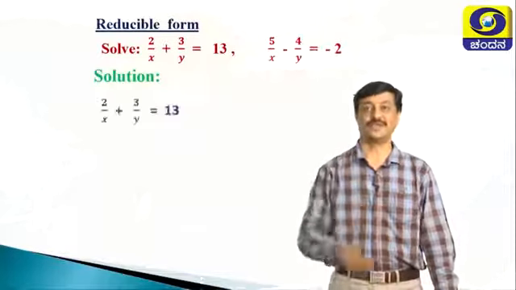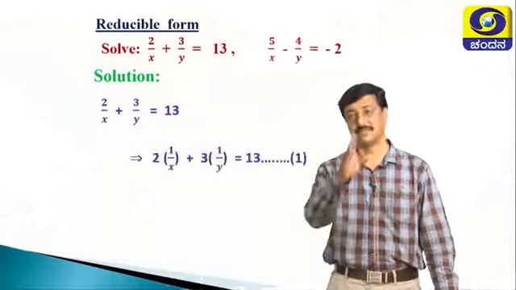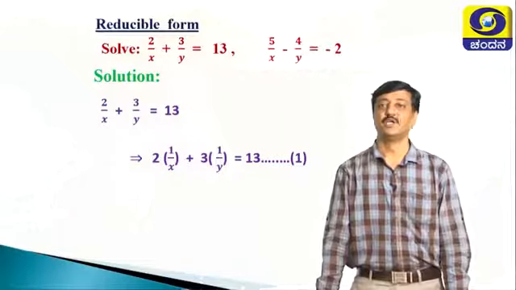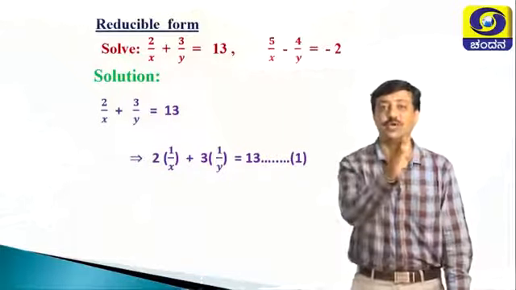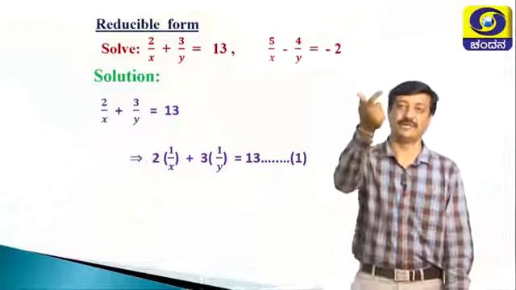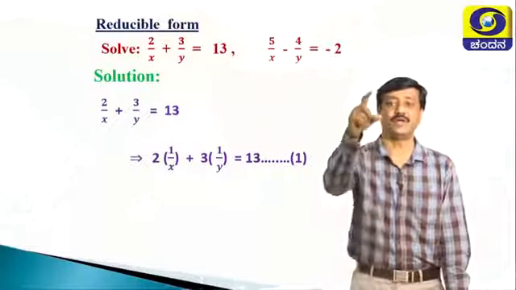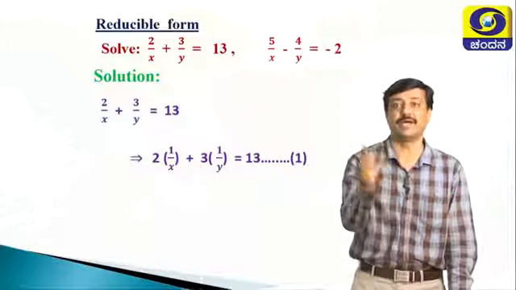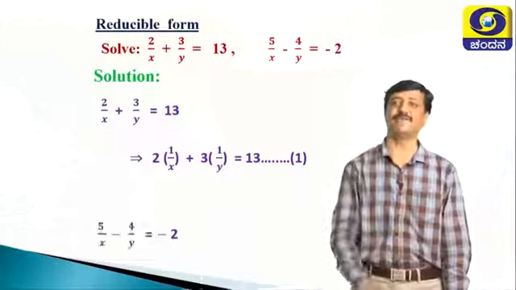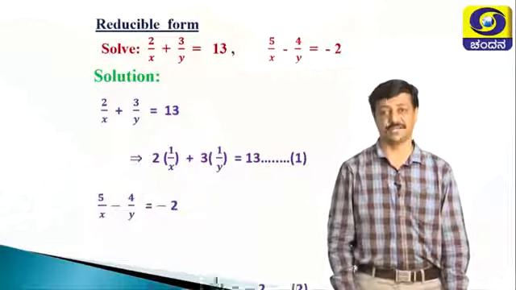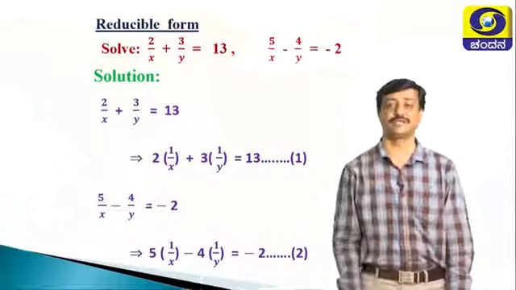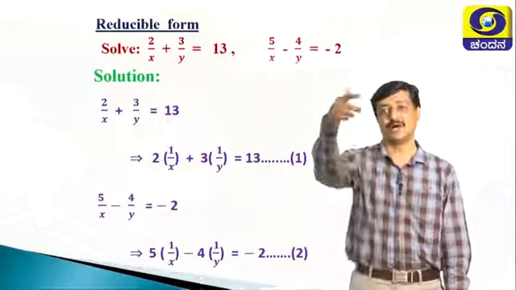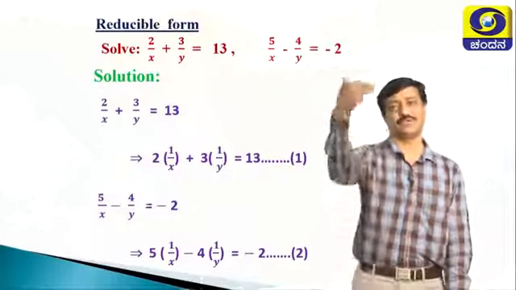You can write the first equation like this. 2 by x can be taken as 2 into 1 by x. In the same way, 3 by y can be taken as 3 into 1 by y is equal to 13. Now I have separated 1 by x and 1 by y in both the parts. In the same way, the second equation can be taken as 5 into 1 by x minus 4 into 1 by y is equal to minus 2. I will call these two equation 1 and equation 2. Just look at both the equations.